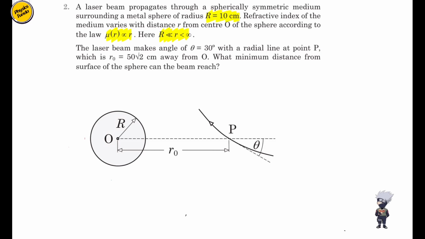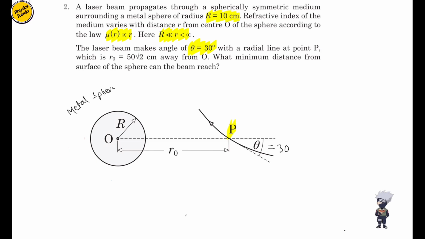A laser beam makes an angle theta, which is equal to 30 degrees, with the radial line at point P, which is r0 centimeter away from O. What minimum distance from the surface of the sphere can the beam reach?